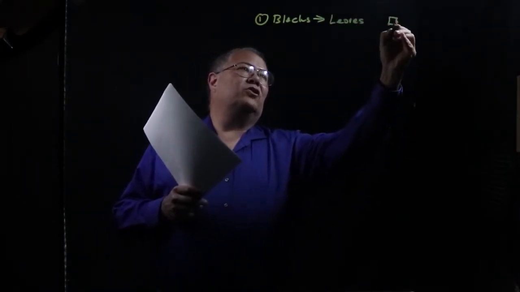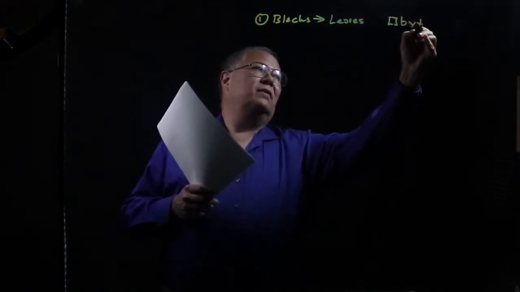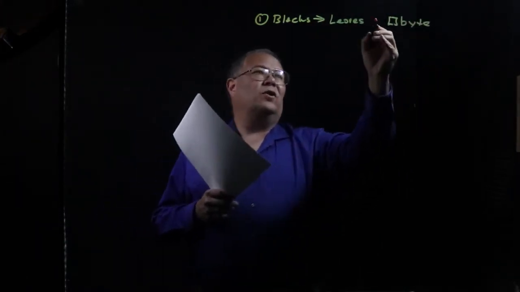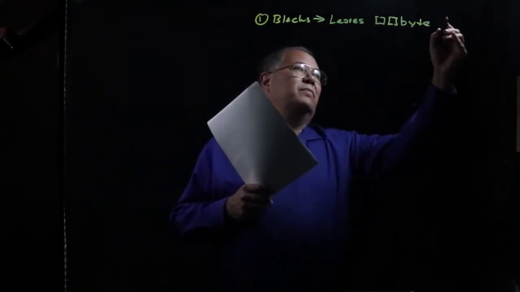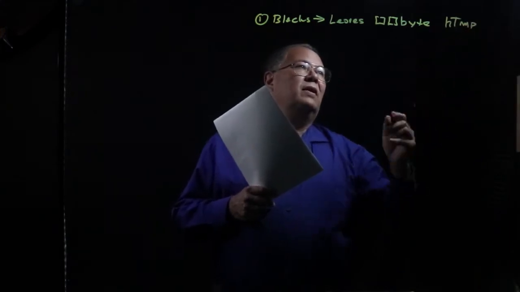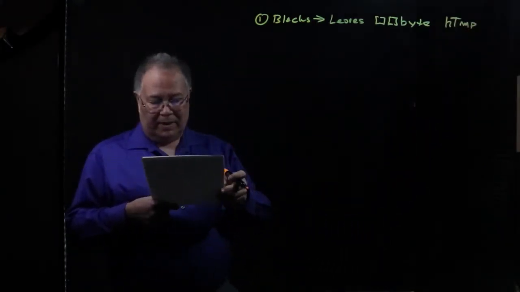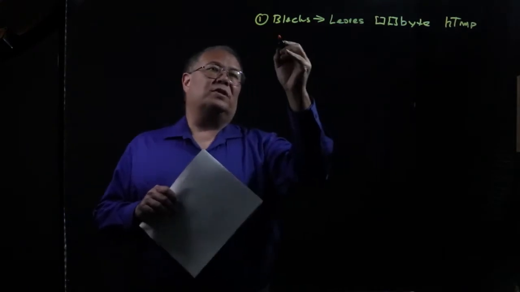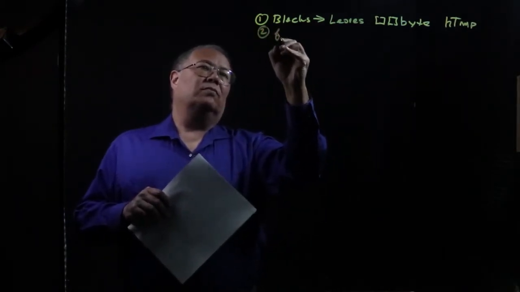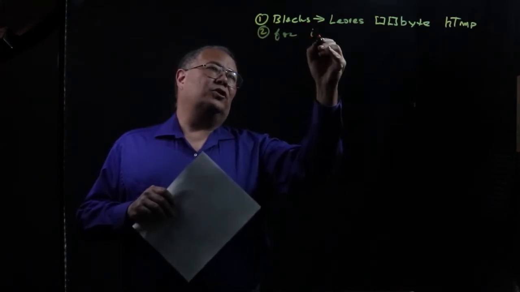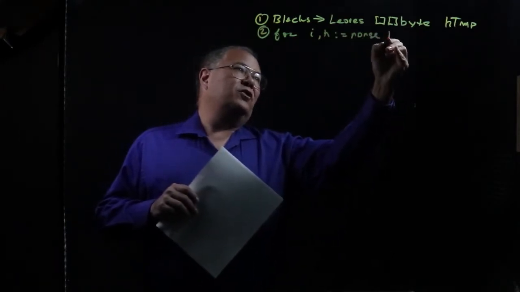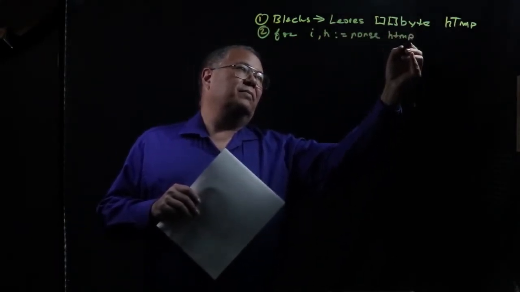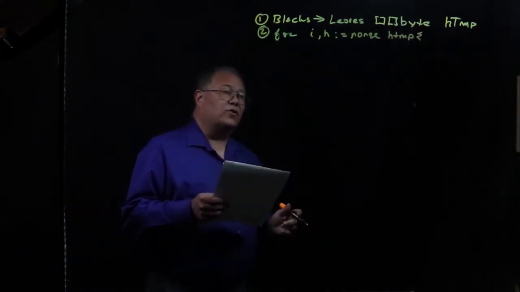Each leaf becomes a type slice of byte. And since we have a whole bunch of these, this is going to be a slice of slices of byte. We're going to call this HTMP. That's what we're going to call it. And then for each one of these, I'm going to have a for loop, so there's a position i and there's an h of HTMP. Okay, so we're going to iterate through these things.